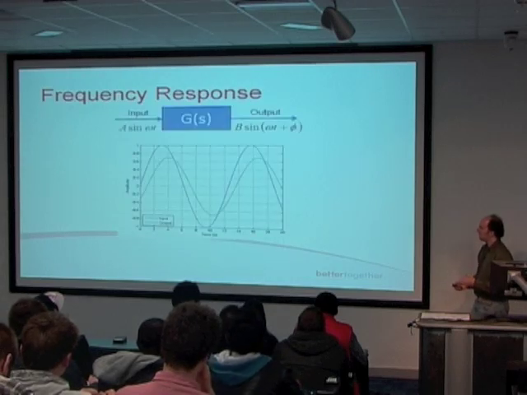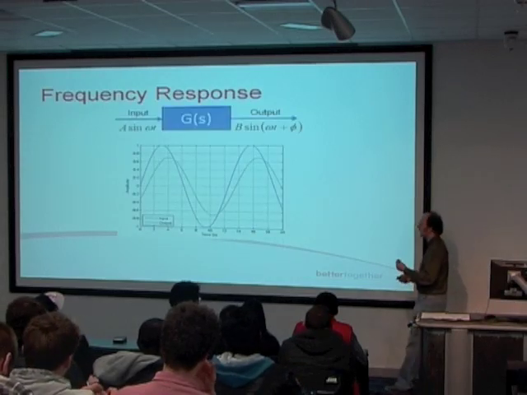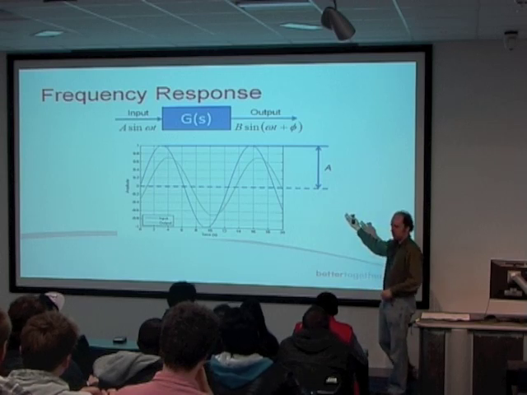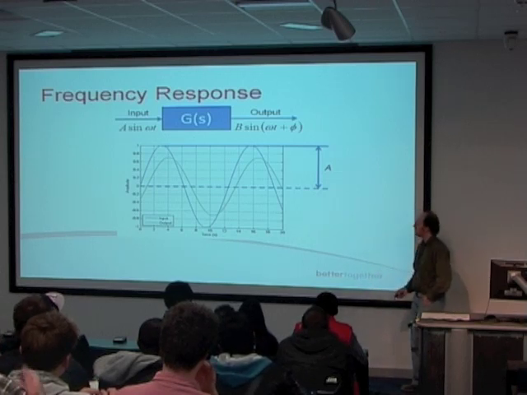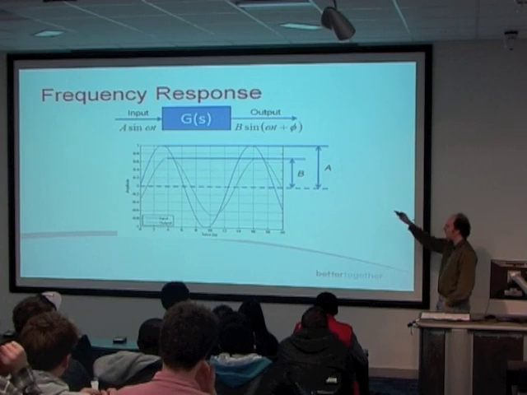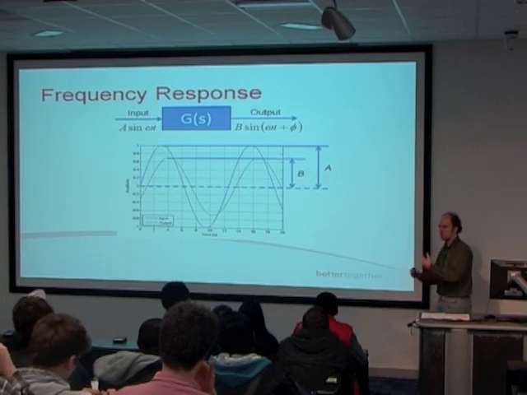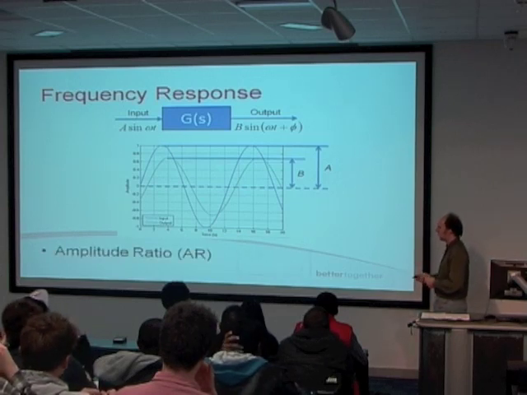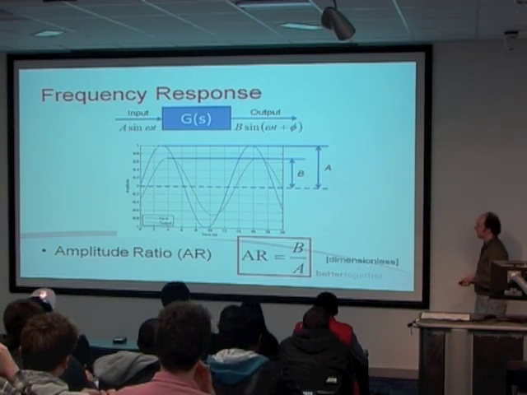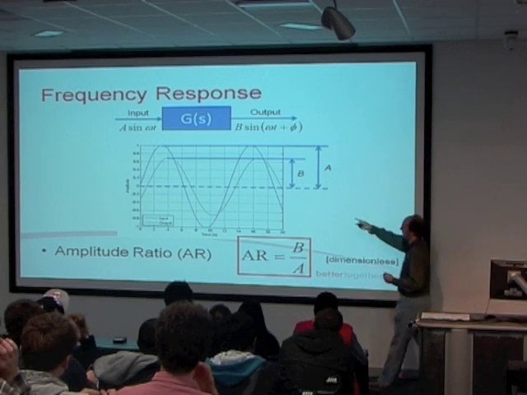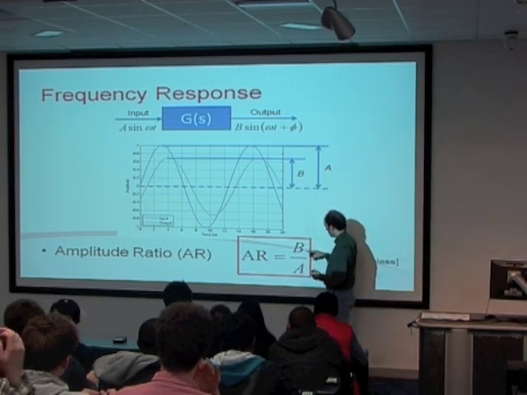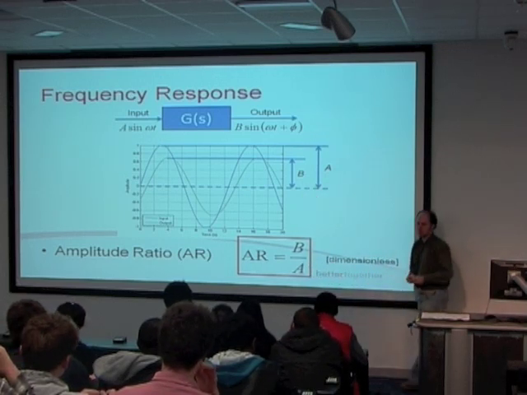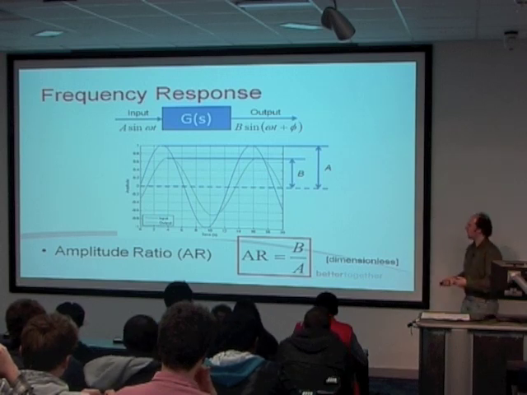And so I talked about things like amplitude ratio and phase. Well, that's the amplitude of our input frequency, A, okay? And the amplitude of our output frequency is B. So the amplitude ratio is obviously the ratio of those two things together, B divided by A. And that's dimensionless. Obviously, if this is measuring meters, then that's meters divided by meters, which is dimensionless. So that's the amplitude ratio.